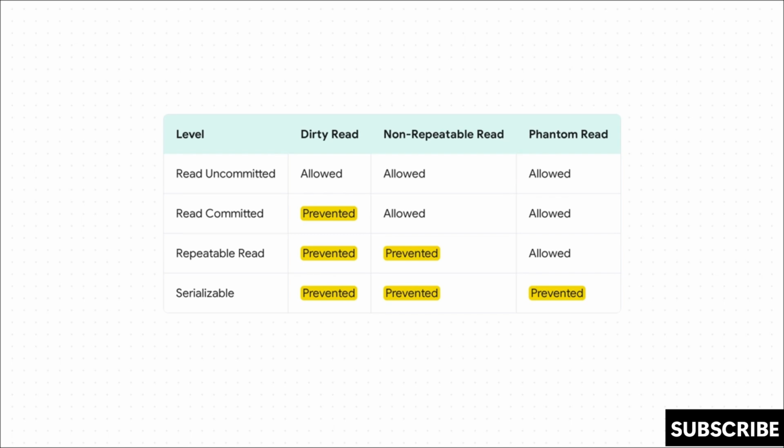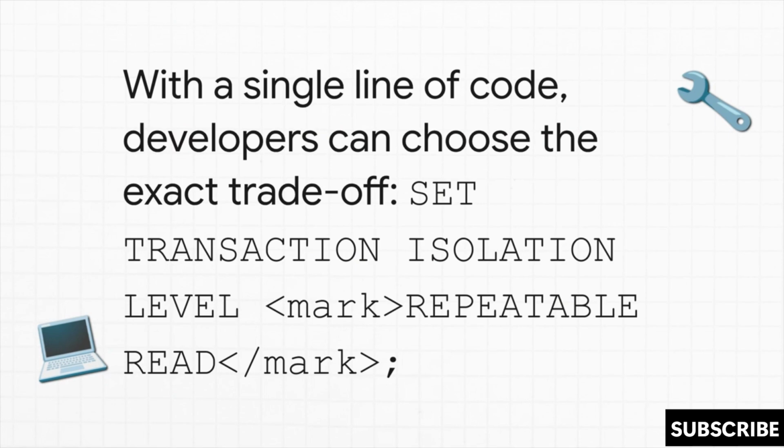But if you're just updating a view counter on a blog post, maybe something way faster but a little less strict is totally fine. And this is what it actually looks like in the real world. This isn't some abstract theory. It's a single, simple line of SQL code. With just this one command, a programmer can define the exact rules of engagement for their transaction, perfectly tuning the database's behavior to what they need.